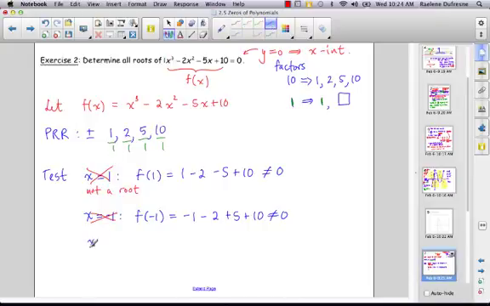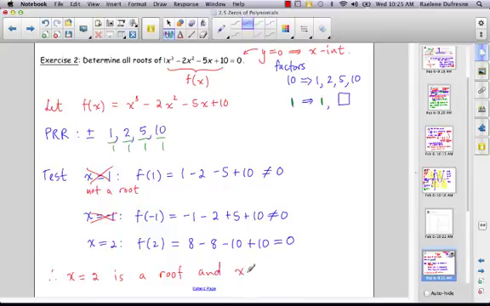So I'm going to try x equal to 2. I'd really not like to put 10 in here and cube it if I can avoid it. So x equal to 2 gives me f of 2, which is going to be 2 cubed is 8, minus 2 times 2 squared is going to be minus 2 times 4 is minus 8, then minus 5 times 2 is 10, and then plus 10. And that, in fact, is 0. So we have identified a root. So x equal to 2 is a root, and x minus 2 is a factor of f of x.